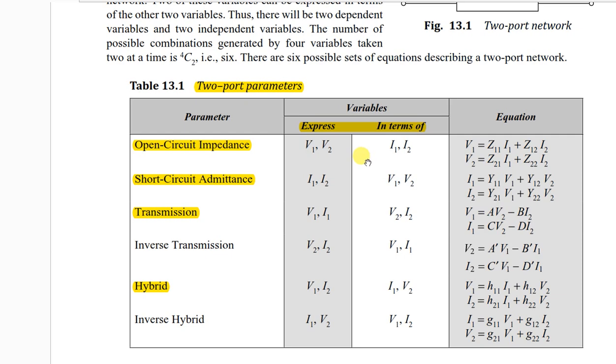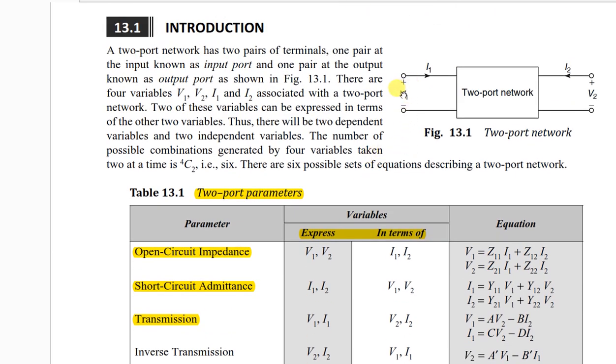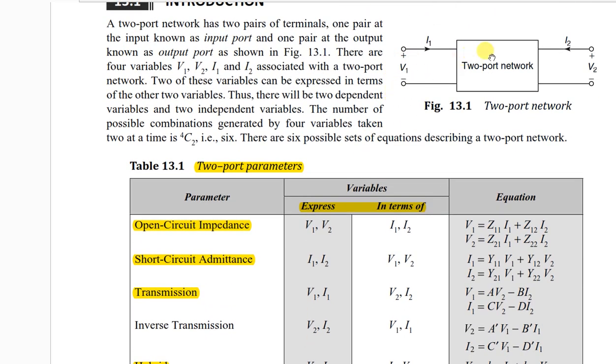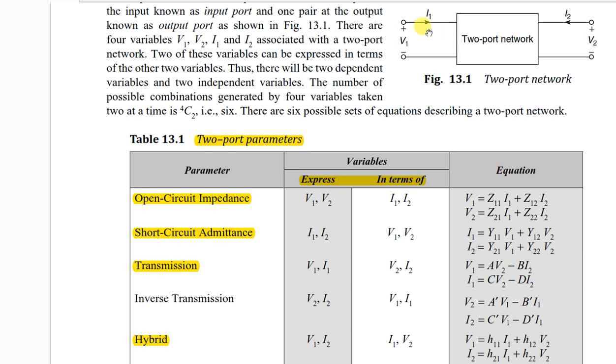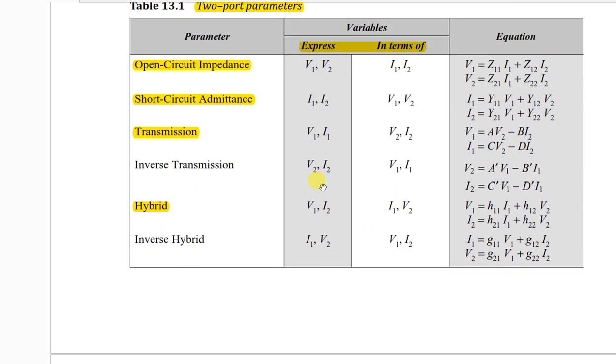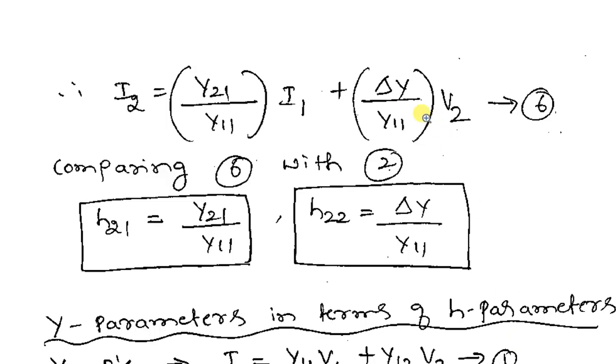And in the H parameters, hybrid, input side voltage and output side current are expressed in terms of input current and output side voltage. So V1 and I2 are expressed in terms of I1 and V2. So first write V1, I2, then I1, V2. If you make any mistake here, all other conversions are wrong. So be careful. So easily you can get 8 to 10 marks in the exam.